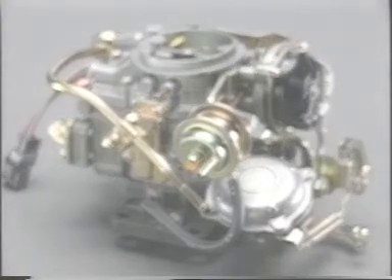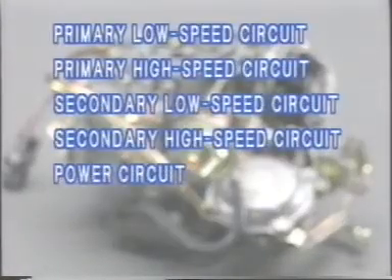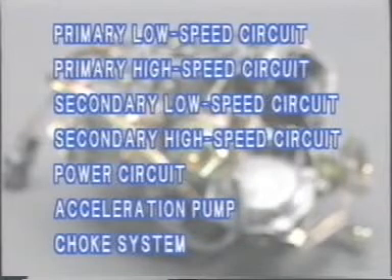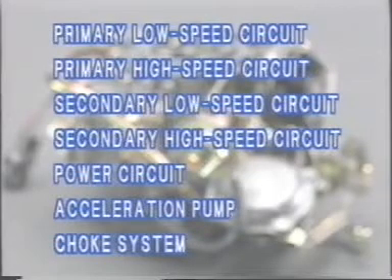The 4AF engine carburetor is provided with the various circuits shown here to maintain the proper air-fuel mixture. Of these, only the primary barrel is used when the vehicle is traveling at low or medium speeds, while at high speeds, both the primary and secondary barrels are utilized. Let's look at these in order.